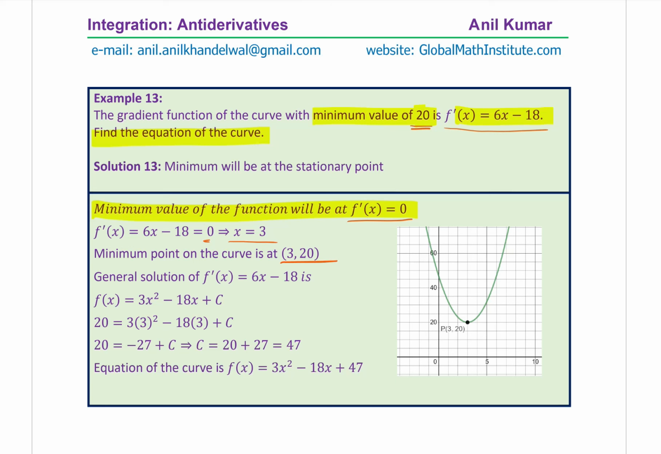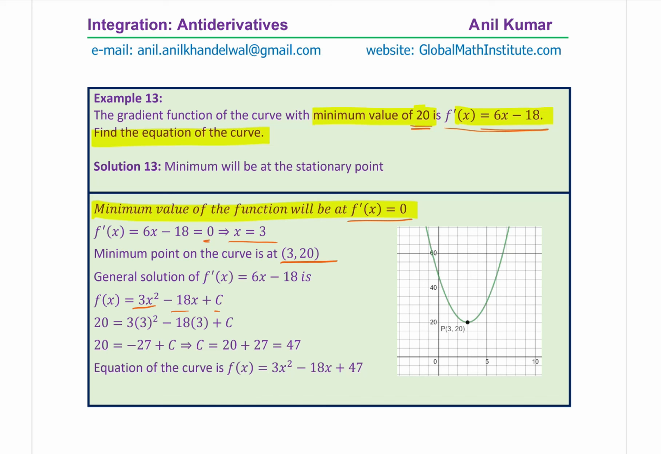As written here. So the general solution of the given equation, 6x minus 18, is what? Well, x squared divided by 2. When you divide 6 by 2, you get 3. So that's perfectly fine. And minus 18x, that's correct, plus c.